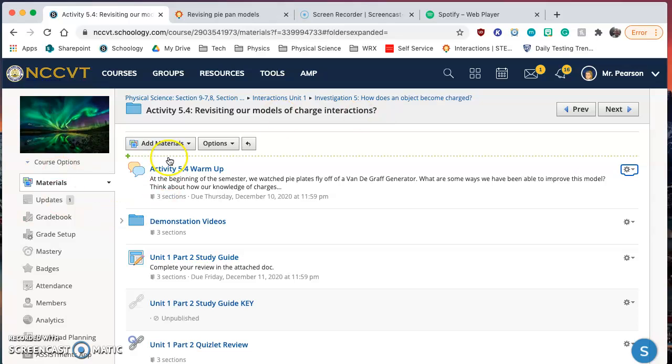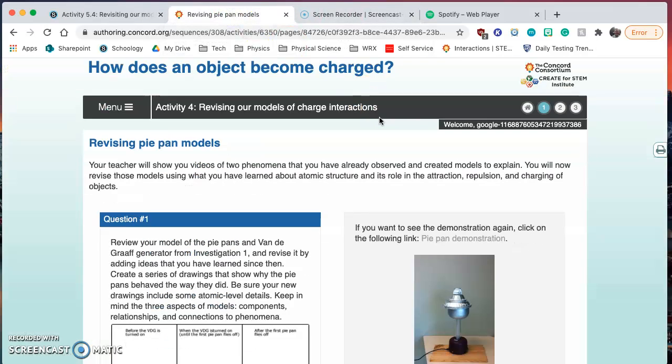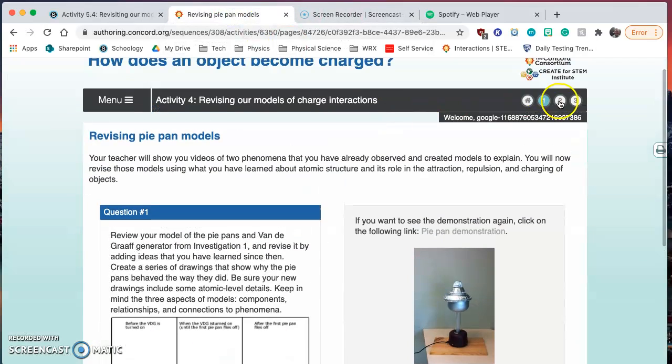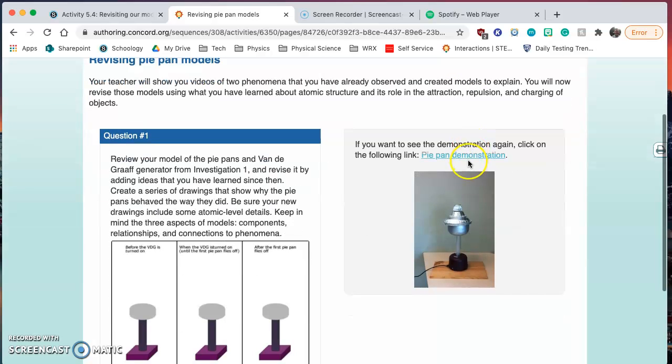We've got a discussion post here. Not necessarily going to be a warm-up as I have it labeled now. I'm going to jump over to the interactions page. Again, as you start here, this first section, the video is linked in here. I also linked the videos on Schoology if they're not working in one place or the other. Hopefully that sort of hedges your bets.